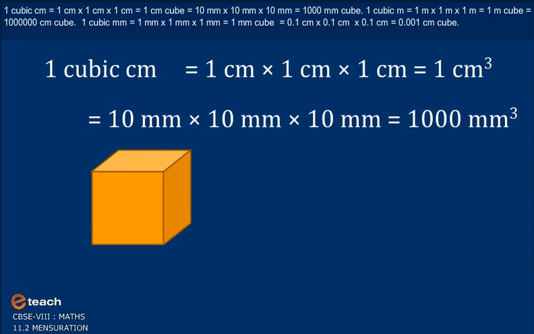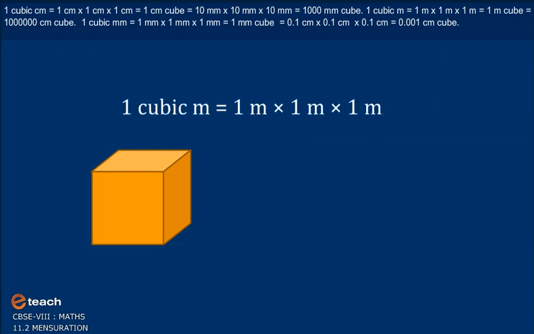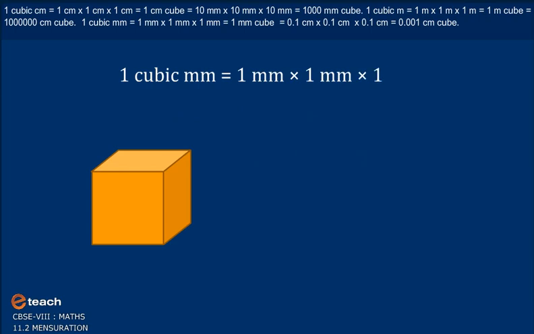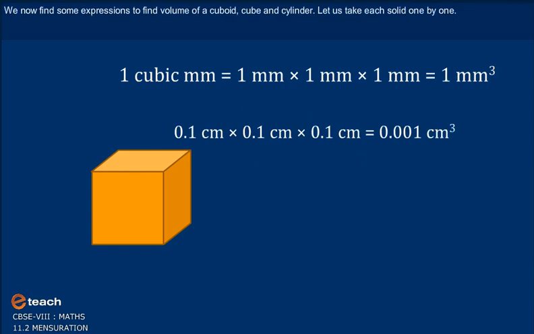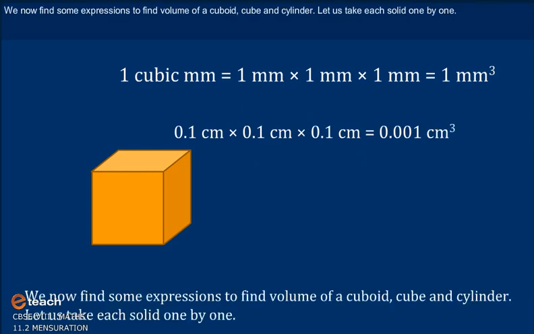So 1 cubic meter is equal to 1 meter into 1 meter into 1 meter, which comes to 1 meter cube. 1 cubic millimeter is equal to 1 millimeter into 1 millimeter into 1 millimeter, which comes to 1 millimeter cube. We now find some expressions to find the volume of a cuboid, cube and cylinder. Let us take each solid one by one.